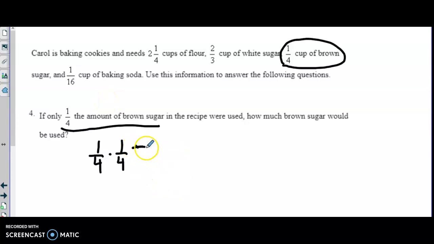Now, I've been typing all these in the calculator, which you can absolutely still do, but if they're both in fraction form, you can just multiply straight across. For some of you, that's going to be a lot faster than typing in the calculator. So 1 times 1 is 1, 4 times 4 is 16.